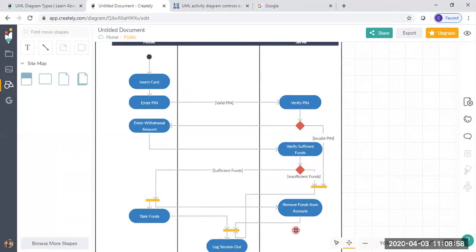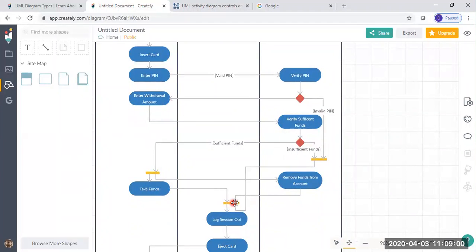So what kind of bar is this? We are reaching here using three routes. One is take funds, the other is remove funds from the account, and the third is the route where we were alternating between insufficient funds and invalid PIN. This route also took us to this log session out. So this is again a merge. Alternate. Any of the three routes can trigger an outgoing activity, which is the log session out activity.